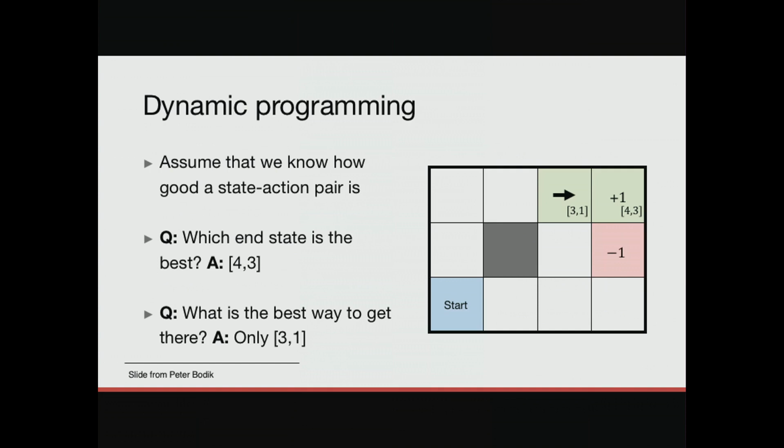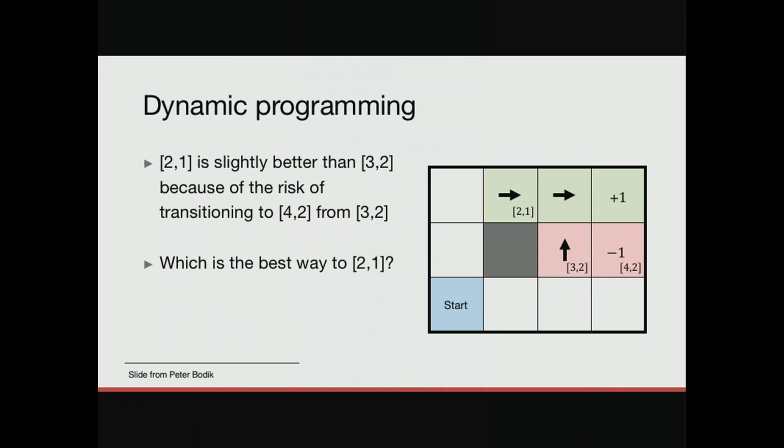With the end state that is the best here, it's fairly obvious that it's the +1 here. And the only way to get there is by stopping here first, because you can't move from here since it's a terminal state. So your only bet is that one. Then we can ask, what is the best way to get to 3, 1? How do we get to the state before the best state? Well, one way is to go from here and one way from here. And as we got from the audience before, this is a slightly worse way to get there than from there, because here we have a possibility of ending up in -1.